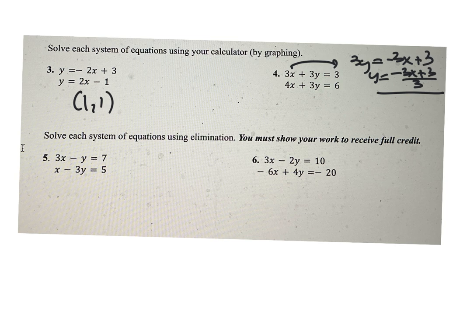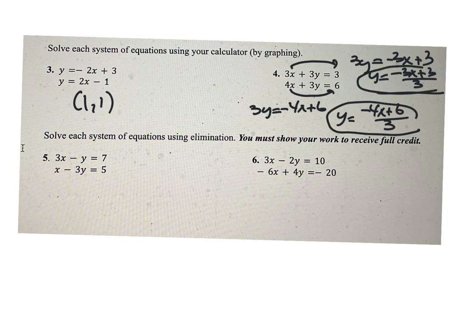The second equation, I'm going to do the same thing. I'm going to move the 4x over like that, divide by 3, and I get negative 4x plus 6 over 3. I'm going to do the same thing I did on number 3. I'm going to plug those in my calc. And again, that equation has 2 numbers in my numerator, so you must use parentheses.